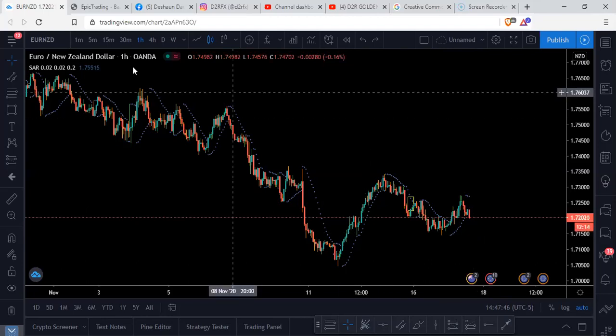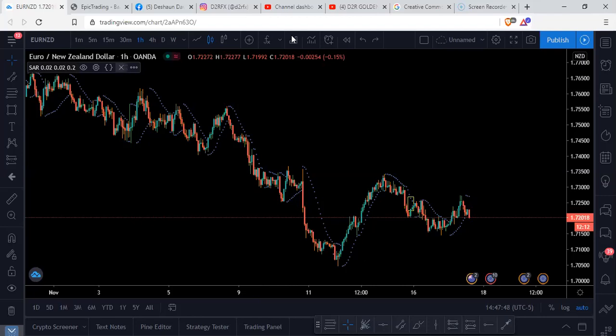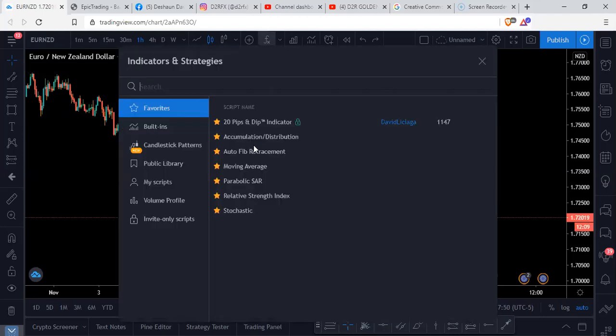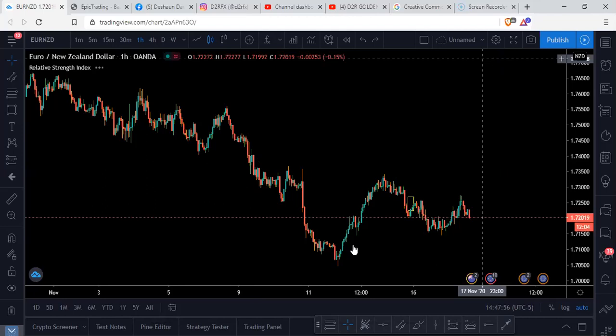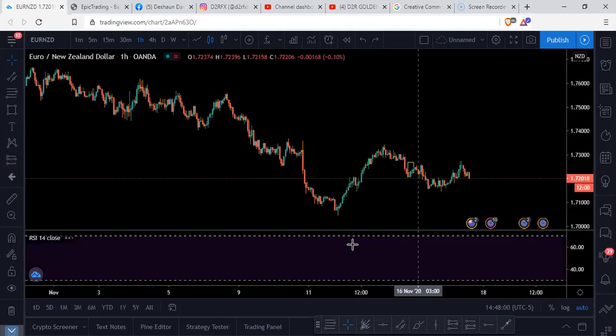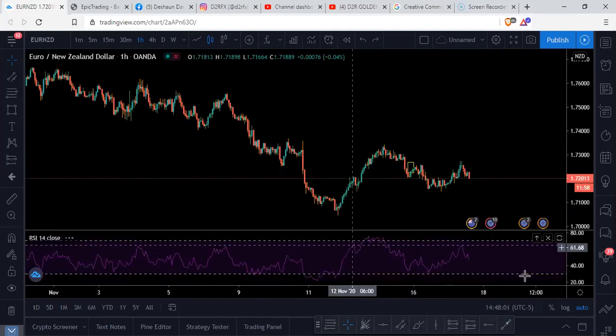So that's very simple to use. Nothing too hard. Then we had the RSI right here, which is a relative strength indicator, and this shows divergence, which is reversal patterns in the market.